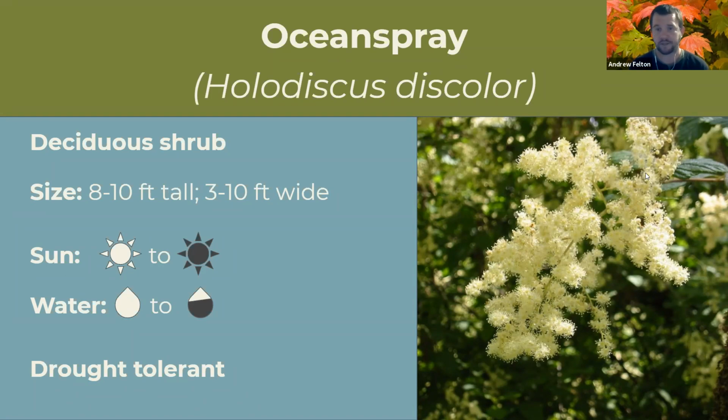Ocean spray is drought tolerant, so you don't need to add a whole lot of water once it gets established. With any of these plants that we're talking about today, it's always good to help them along for the first couple of years with watering, but once established, you won't have to water them. And that's another reason why it's really great to look into including plants such as this.